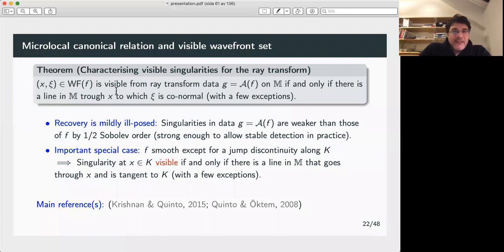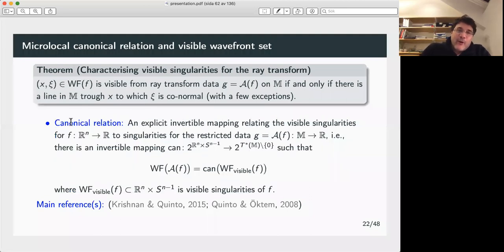And of course, how does this translate in the case when the function has a jump discontinuity at a hypersurface K? Well, a singularity that is a point on K is visible if there is a line in my measurement manifold that goes through that point and is tangent to this surface. So this is the nice characterization of the visible singularities.